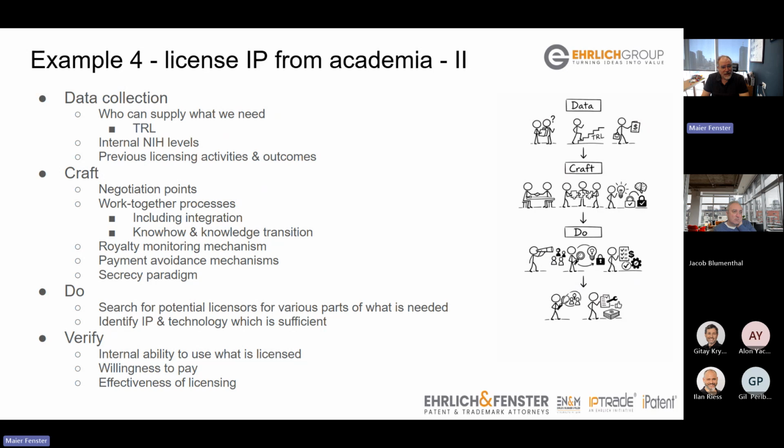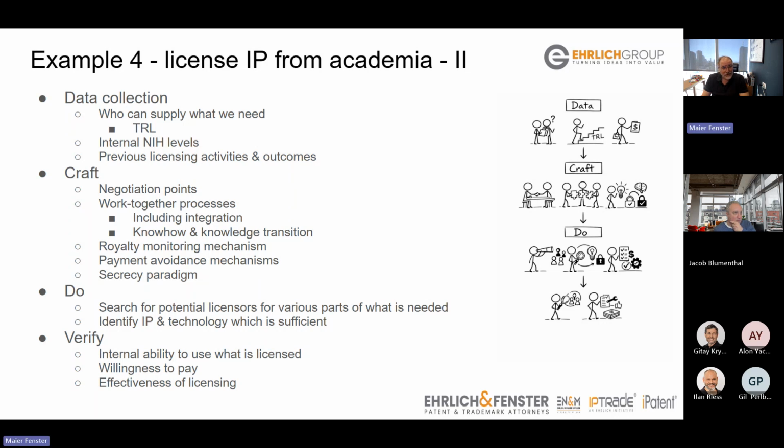We get to data collection and we ask who can actually provide that. TRL is technology readiness level. Are they selling us something at level 2 or something at level 8? Not invented here, we're all familiar with that. It means that a company might be unable to accept technology that comes from outside.